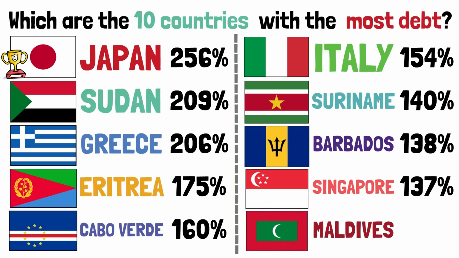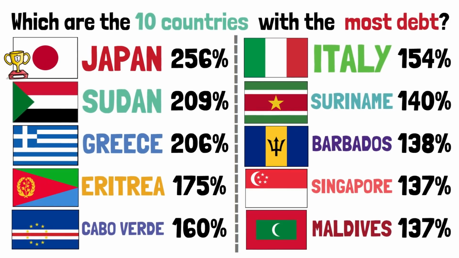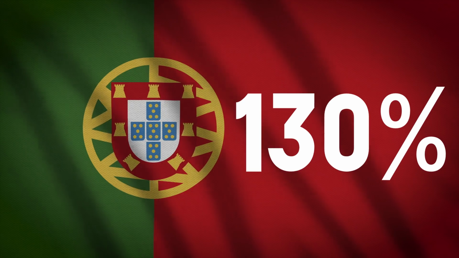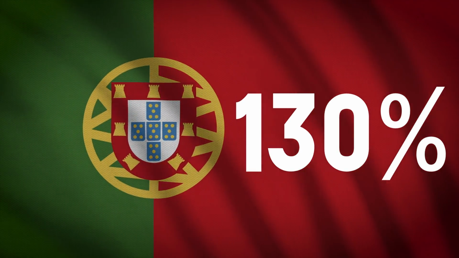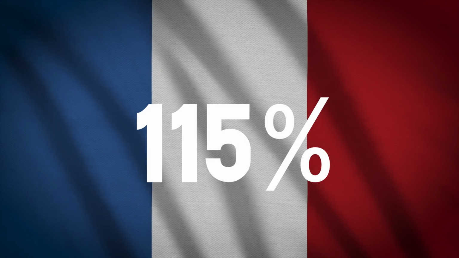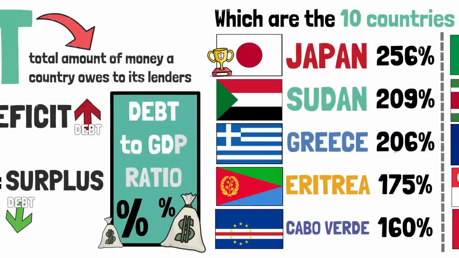Although it's important to point out that all countries on this list up to 17th place have debts above 100% of their GDP. Portugal, for instance, has 130%, the USA have 133, Spain 120, France 115%, and the UK 108.